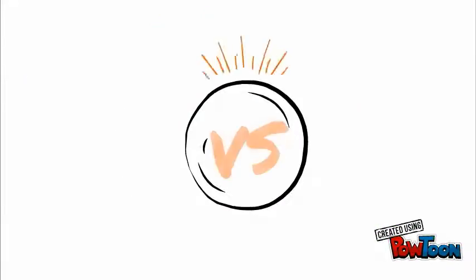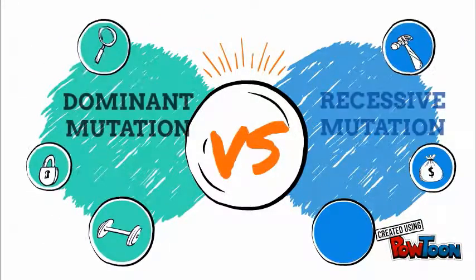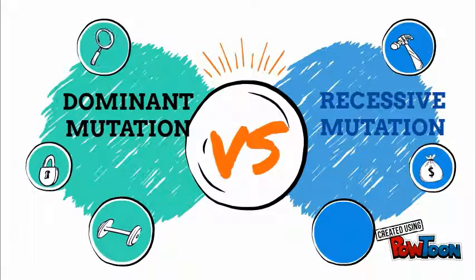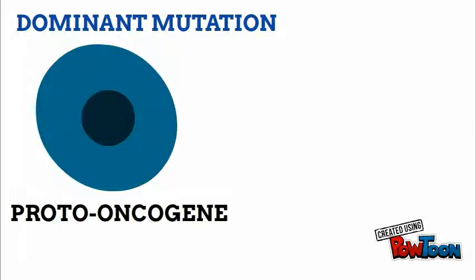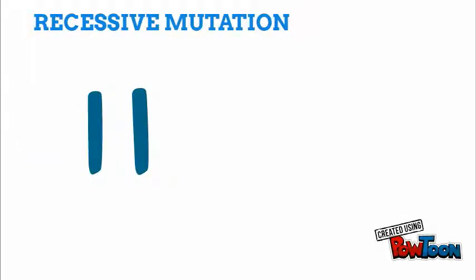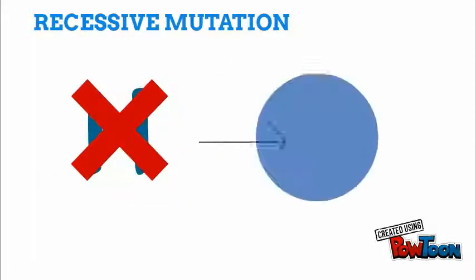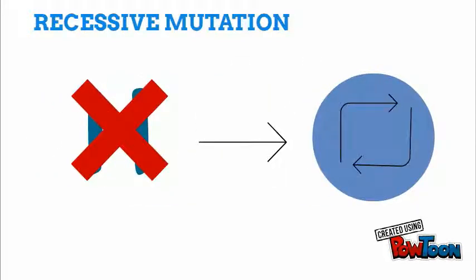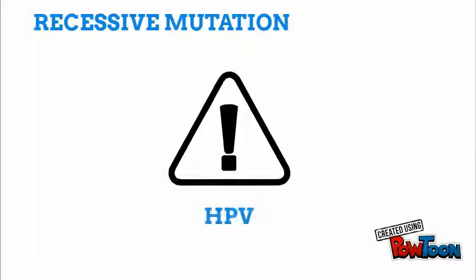Cancer can develop in two ways. One is through dominant mutation, or it can also be through a recessive mutation. A dominant mutation is when a proto-oncogene or a good gene is transformed into an oncogene. A recessive mutation happens when two alleles of a gene that regulates the cell cycle are hit, resulting in a disruption in the cell cycle. In this video, we will be focusing on the recessive mutation, specifically on how an HPV virus can cause recessive mutation.